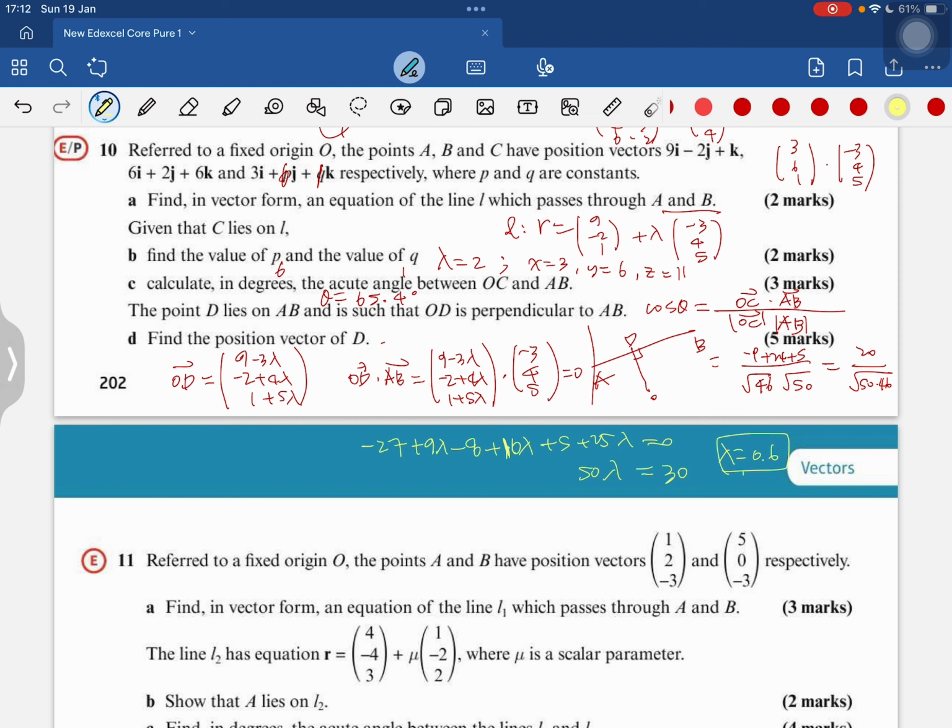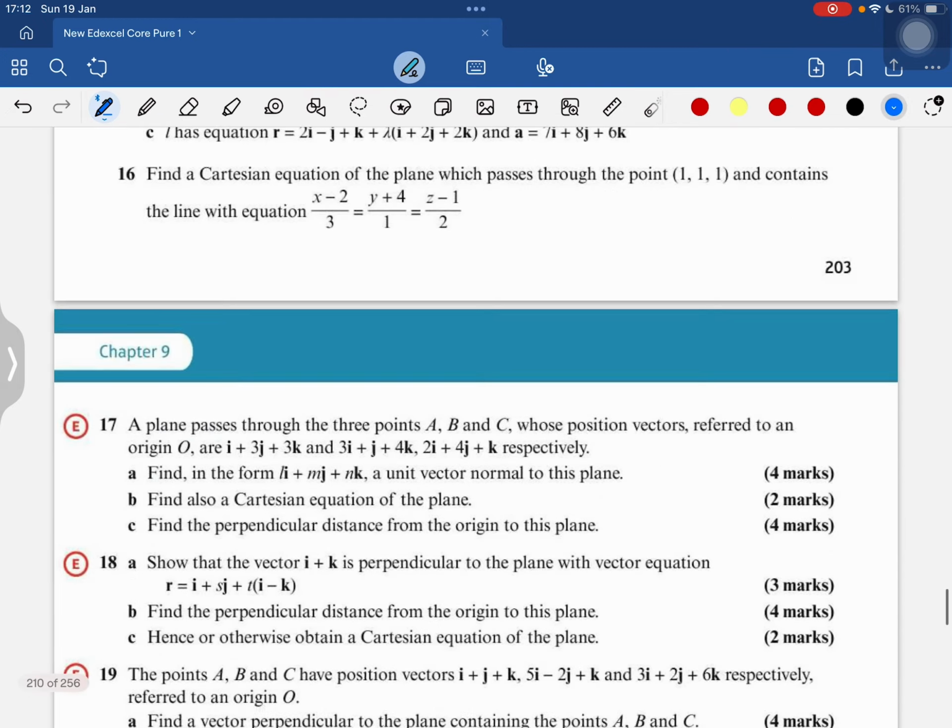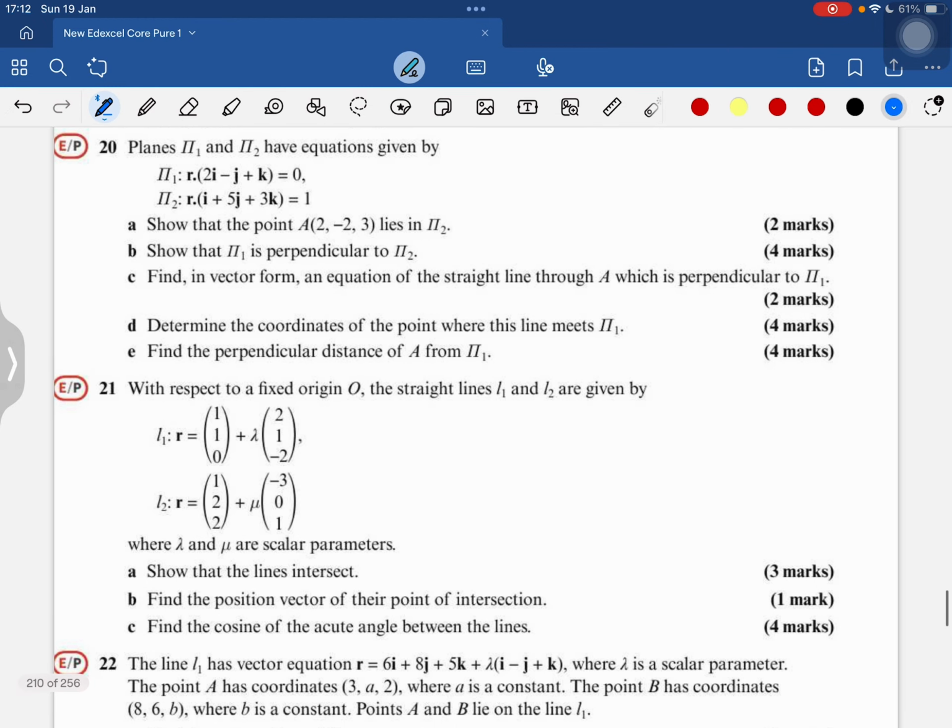So the position vector of D becomes (7.2, 0.4, 4), like this.